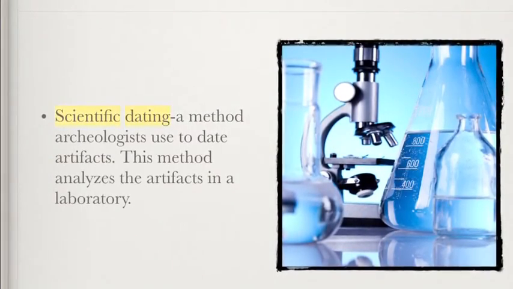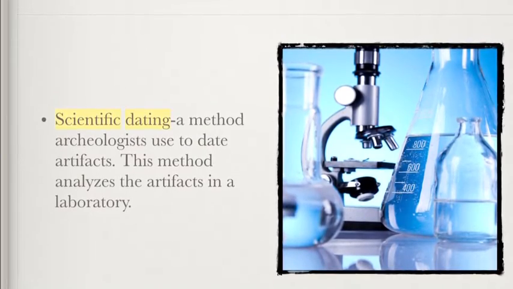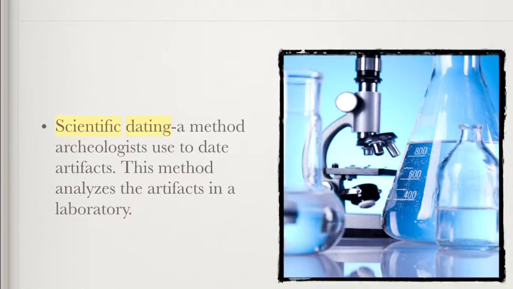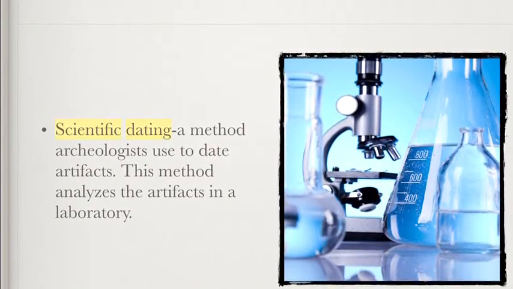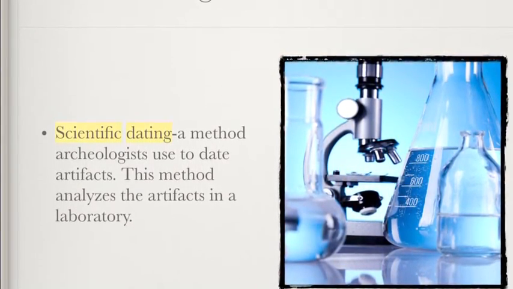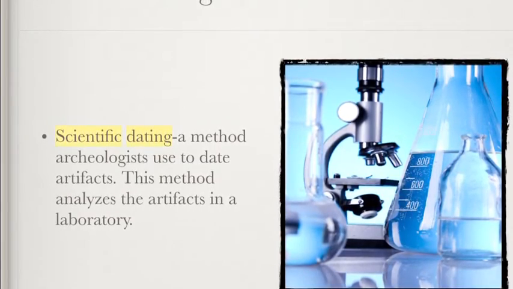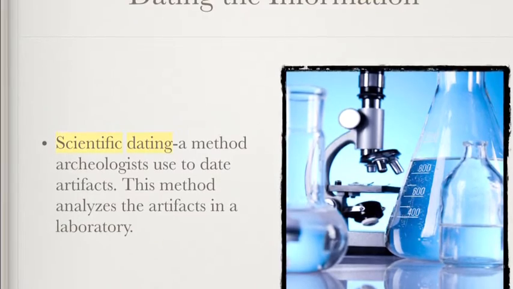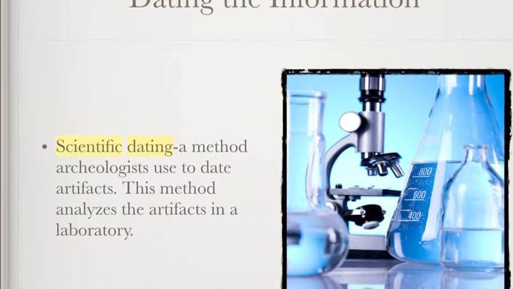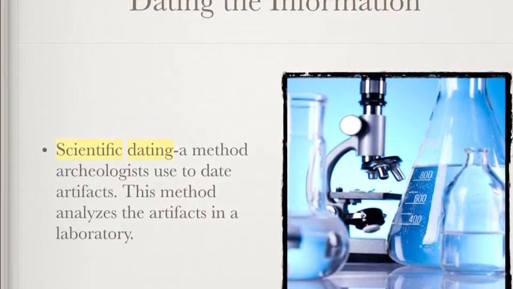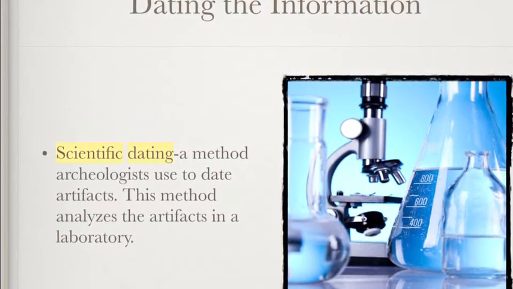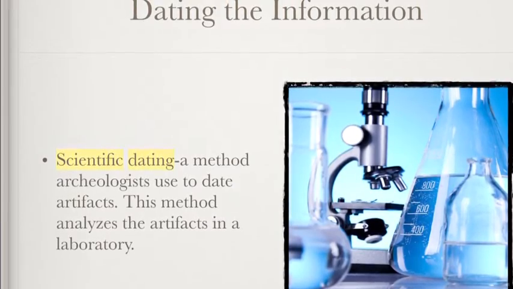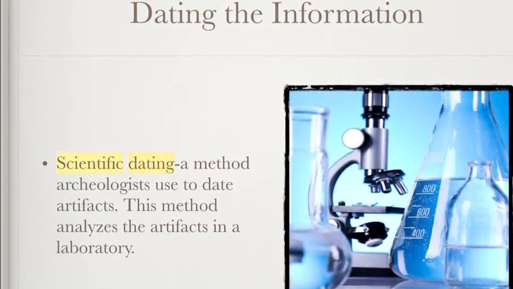Now, as good as cultural dating can be, sometimes archaeologists want a more accurate way of determining the age of the artifact or object that they are looking at. To get a more accurate dating on an object, the archaeologist has to use scientific dating, or a method that analyzes the artifact in a laboratory. So archaeologists bring in science and the latest technology if they really want to determine exactly how old an artifact is, and we'll get into the specifics of that in a little bit.